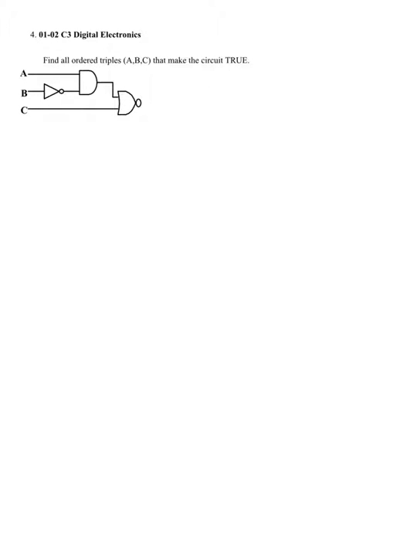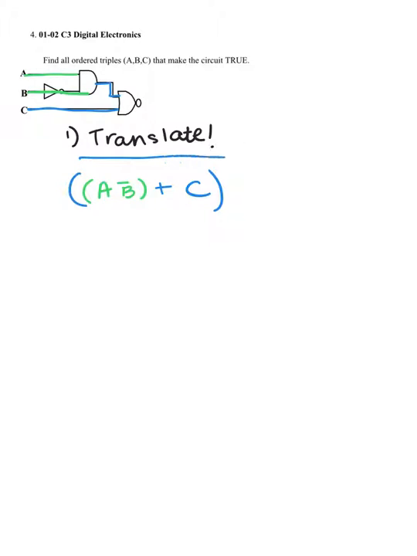Alright, now we're going to do the fourth digital electronics problem, and as always, we're going to start by translating the graph into a Boolean algebra expression. So we're going to look at the first gate, which is an AND gate, and fed into that gate is an A and a not B. So I'm going to write those in parentheses. The next gate is a NOR gate, and that's fed in by the product of A and not B, and a C. So that's what you get when you translate that graph.